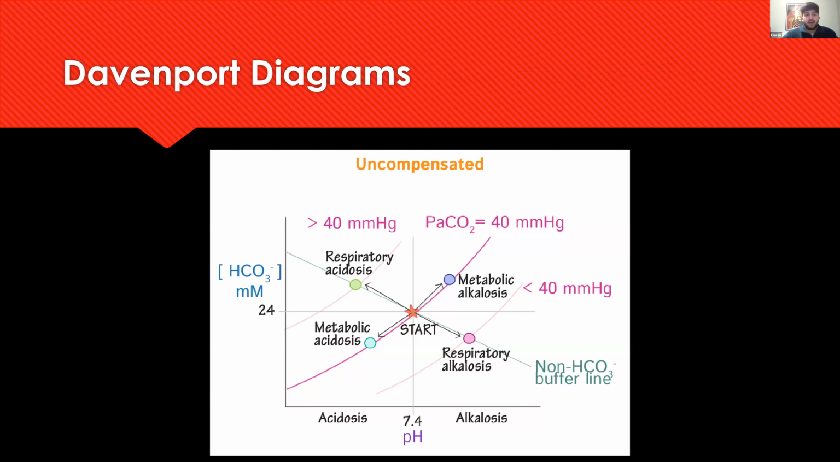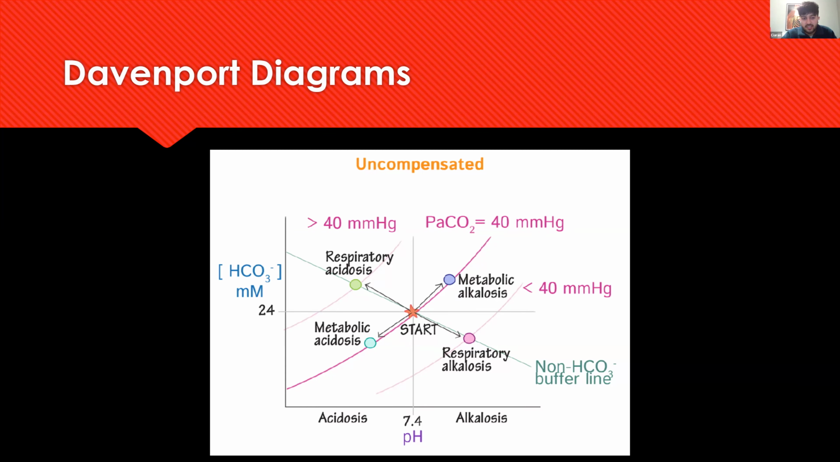Now you may see in your exams these diagrams known as Davenport diagrams. I'm going to talk through the general features of them quickly. So on the y-axis, we've got the bicarbonate ion concentration with 24 millimoles, kind of the center of the normal range depicted. And then on the x-axis, we have the pH with 7.4, the normal set point.